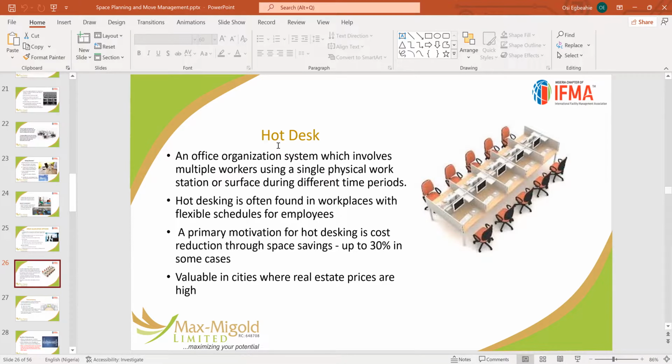A primary motivation for the hot desk system is cost reduction through space saving, up to 30% in some cases. It is valuable in cities where the real estate price is very high. Increasingly, Victoria Island and Ikoyi office spaces are becoming extremely expensive, so people are looking towards this hot desking system.